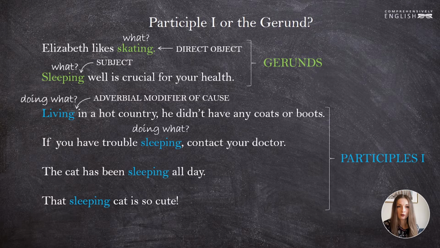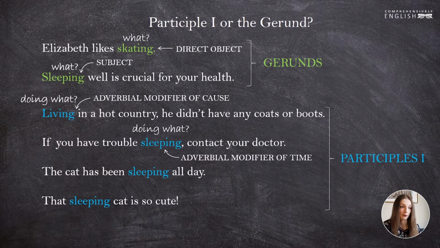Doing what? If you have trouble doing what? So our participle here functions as an adverbial modifier of time. We can paraphrase the sentence using the adverbial clause of time: if you have trouble when you are trying to sleep. In the third sentence, sleeping is participle I because it helps us form present progressive tense, has been sleeping.